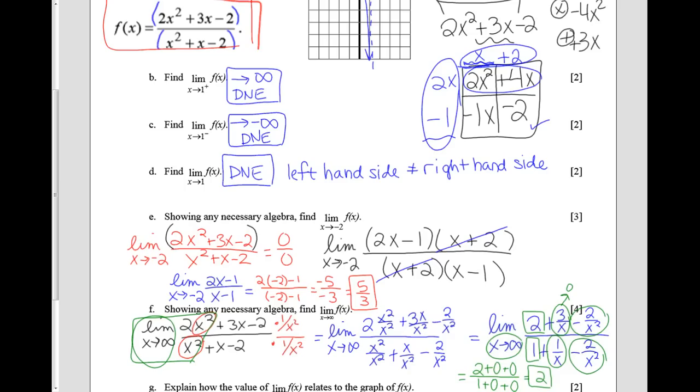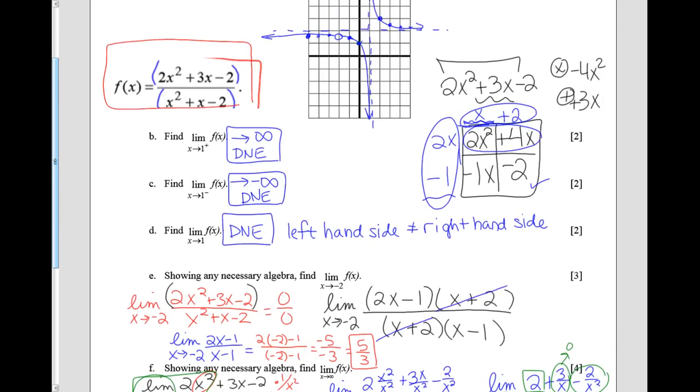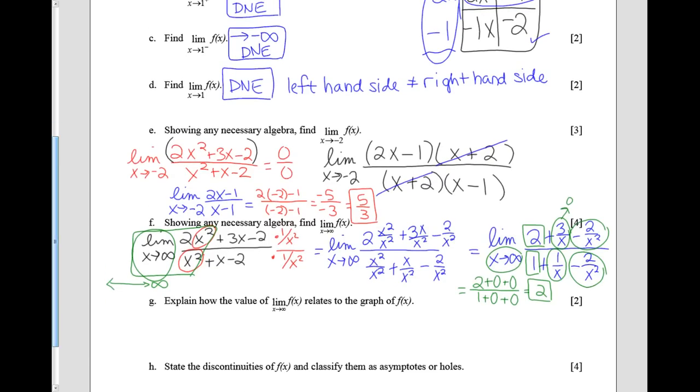The other way that I can back up my answer here is part G. It says, explain how the value of the limit as x approaches infinity of f of x relates to the graph of f of x. So what am I asking? As x approaches infinity, on our number line, infinity is way out. What's happening all the way on the right side of the function? So that's an end behavior of the function. In this case, if I scroll back up a little bit here to my graph, over here on the right, what's going on? I have an asymptote at y equals 2. So it makes sense that my graph should be approaching the asymptote because that's what's going on as x goes to infinity. So let me write that down.